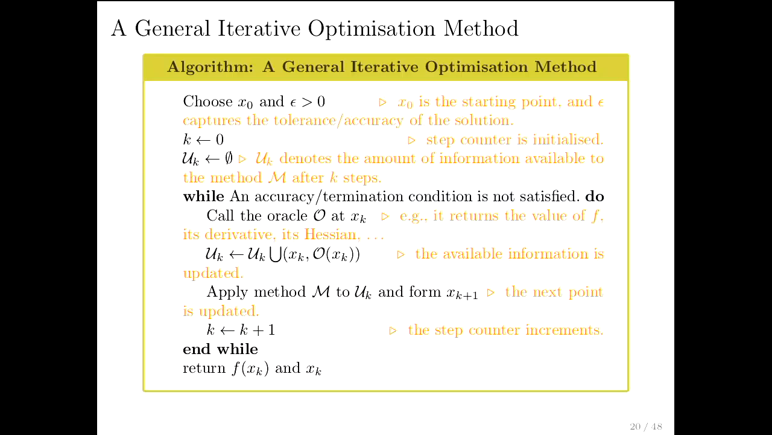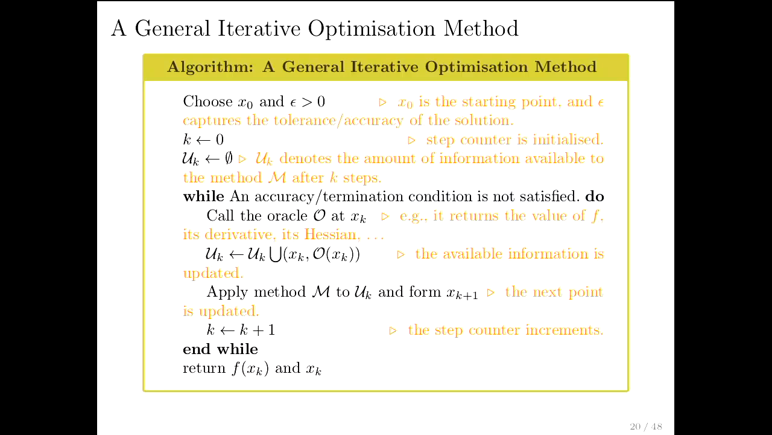And we set up a set that denotes the amount of information that is available to the method at any given time k. You start from an empty set because initially the method has no access to any information about the problem. And as long as our accuracy / termination condition is not satisfied, that is related to that epsilon I introduced earlier, we call the oracle at point xk.